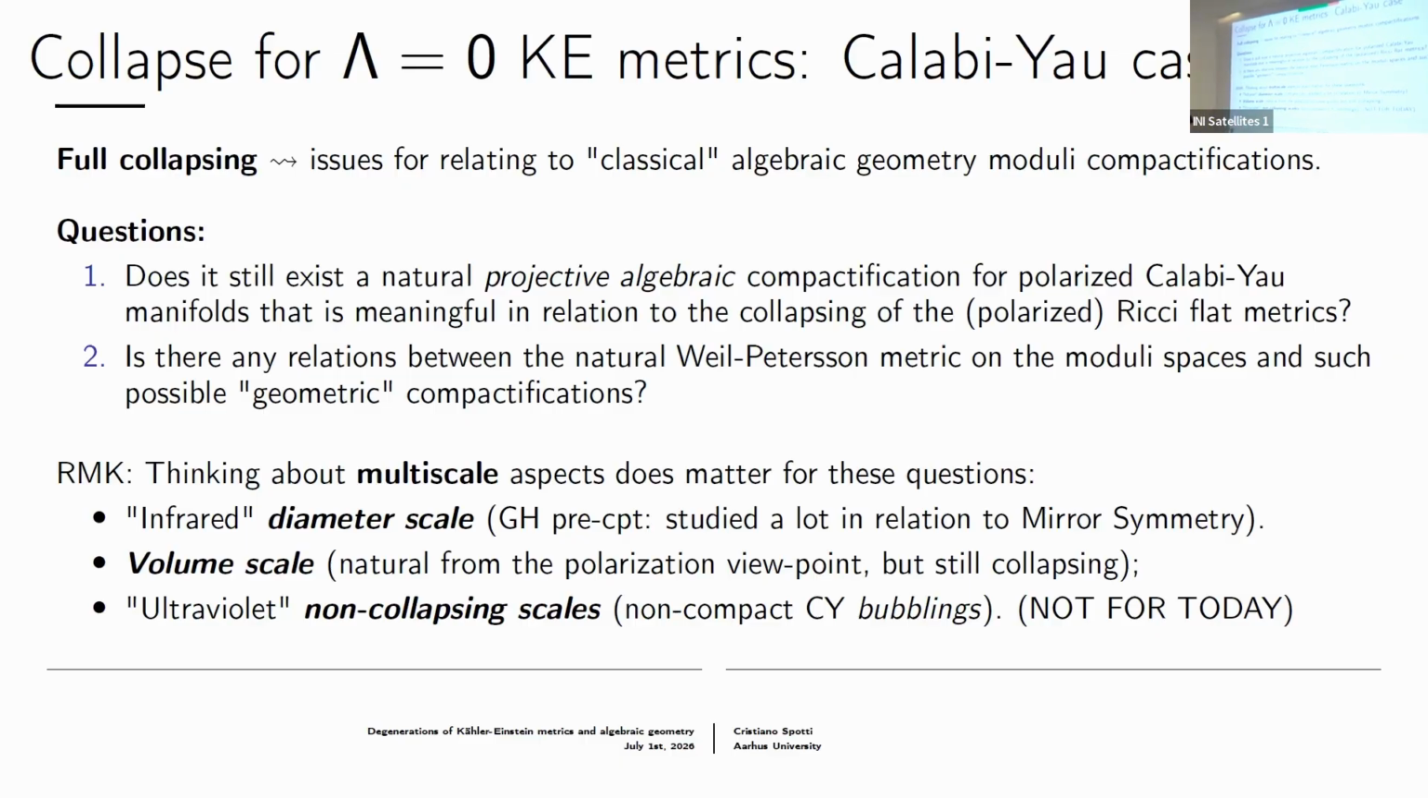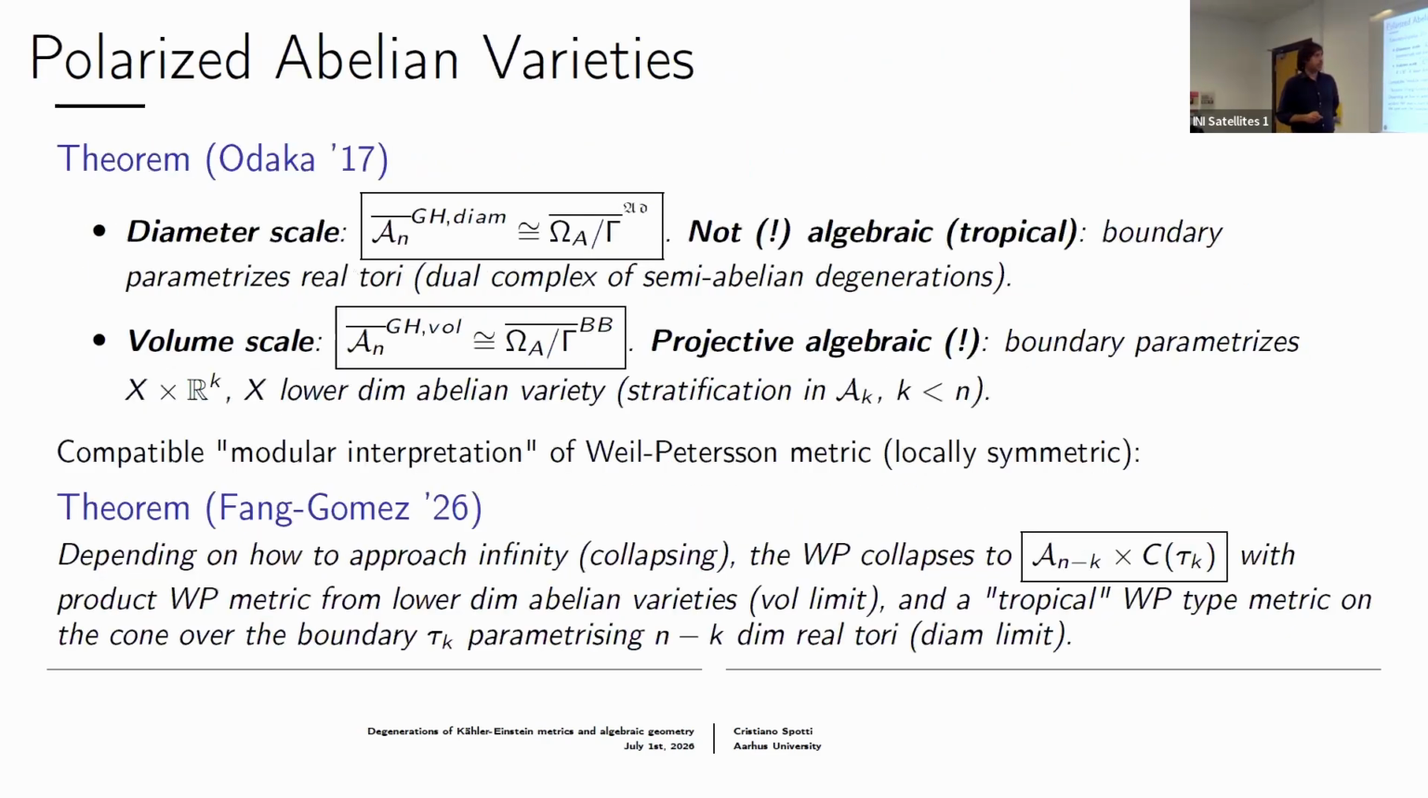But you can also rescale the space further. You can get the volume scale, where you fix the volume. This is very natural if you consider polarized Calabi-Yau, for instance. And there are even larger scales, if you zoom even further. This is related to Calabi-Yau bubbling, but I didn't really want to discuss that today. I wanted to focus on these first 2 interesting scales in the Calabi-Yau situation.